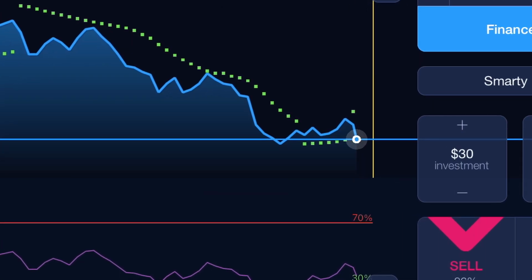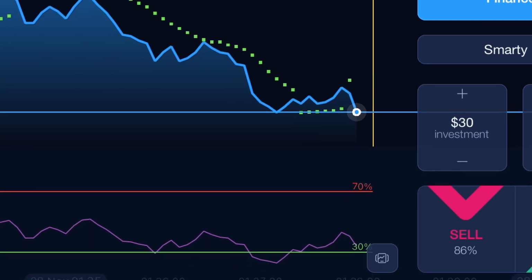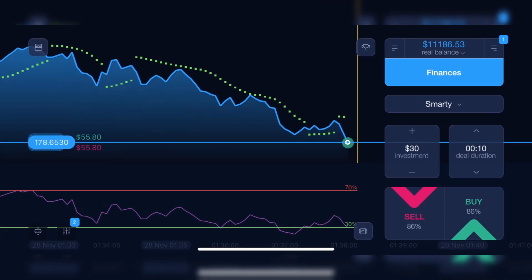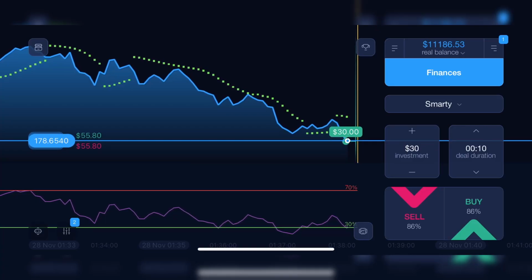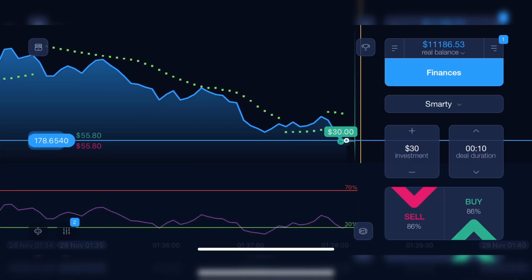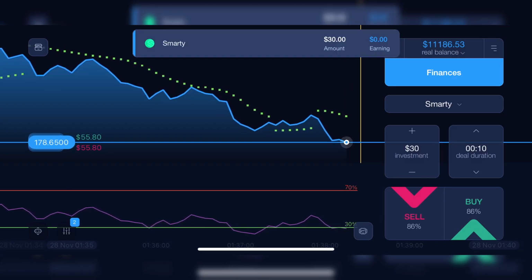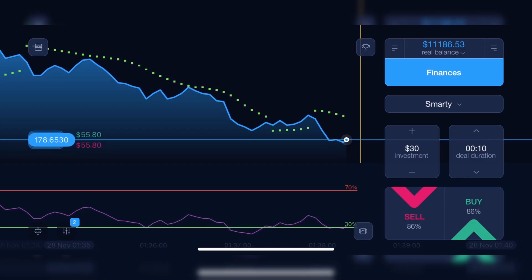So we can see that the market dropped suddenly and touched the oversold line in the RSI indicator. Because of this, I placed a $30 buy trade on the market. As you saw, I lost that trade at the last moment.